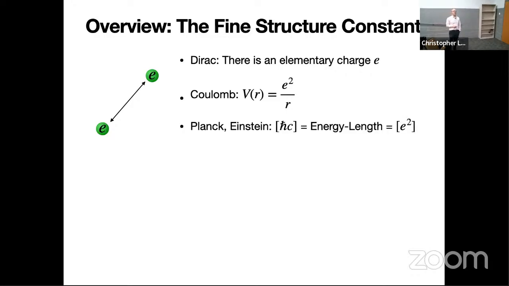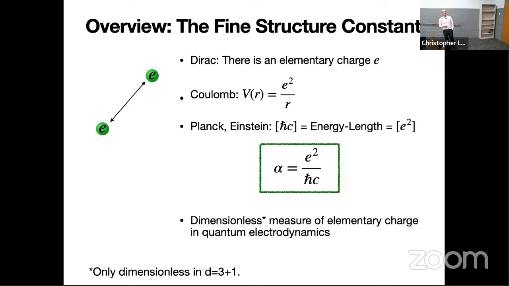Planck and Einstein gave us ħ, Planck's constant, and the speed of light, c. If you take their product, ħc, it is an energy times length. And if you look at Coulomb's law, which is an energy, you see that e squared is also an energy times length. And so you can form a ratio, and that goes by the name alpha. It's the fine structure constant. It's a dimensionless measure of the elementary charge in quantum electrodynamics.